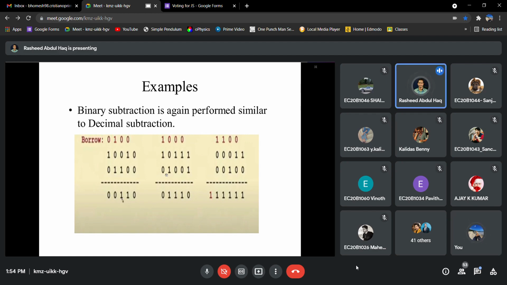There is a borrow on this side, which means it is a negative number. We will get into that. Signed numbers are there. Okay. This indicates that it is a negative 1111.